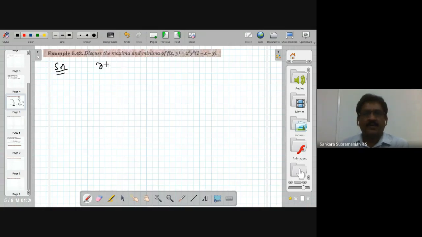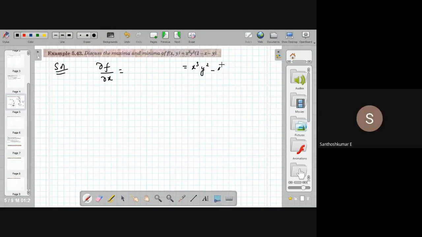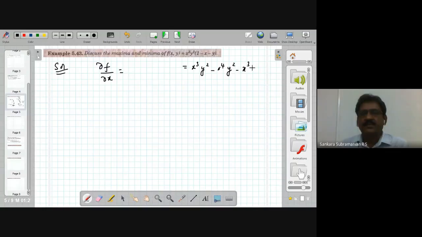So I want to find dou f by dou x. Since x is involved in the product, I should use the UV method, or you can multiply it. This is easy for you. If you multiply inside, what do you get? x cube y square minus x to the power 4 y square minus x cube y cube. So you can avoid the product rule by multiplying this, because it is very simple. Therefore, I can name this as f.